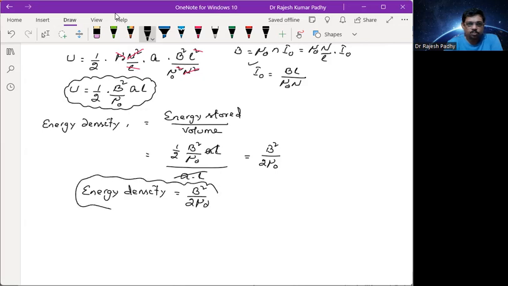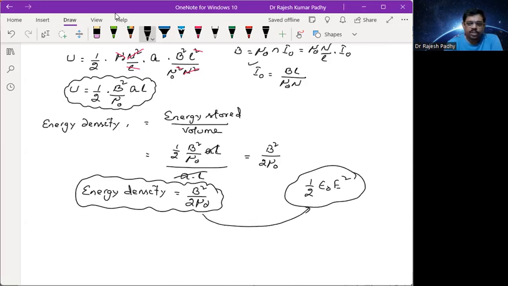Now, this is similar to the energy density of a capacitor. What is that? Half epsilon 0 E square, the energy density in the case of a capacitor. Hence, if we compare these two, in the case of a capacitor, energy is stored in the form of an electric field between the plates, and in the case of an inductor, energy is stored in the form of a magnetic field in the inductor. That's all.